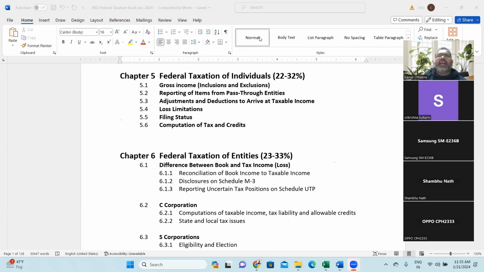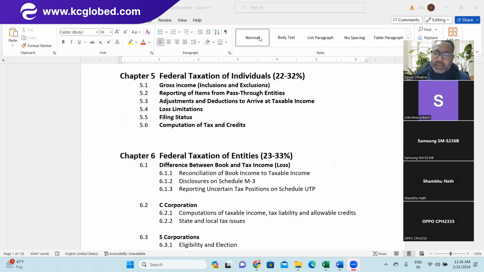Second is S corporation. S corporation is a small corporation. A small corporation can elect itself as a pass-through entity if there are a limited number of shareholders. So any income of the S corporation will be considered as pass-through, and the income will pass to the respective shareholders in their shareholding ratio, and it is taxed in the hands of the shareholder, not the S corporation. So we'll be discussing this in detail. This is a new concept. Don't worry, in the next class also, I'll be putting more light on it.